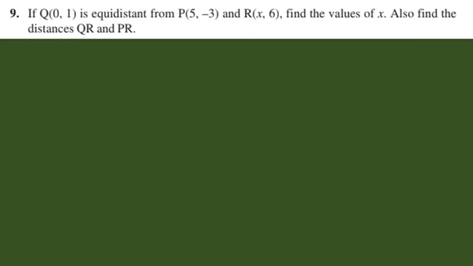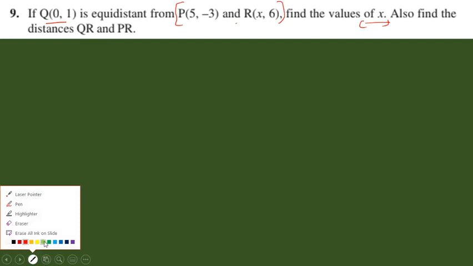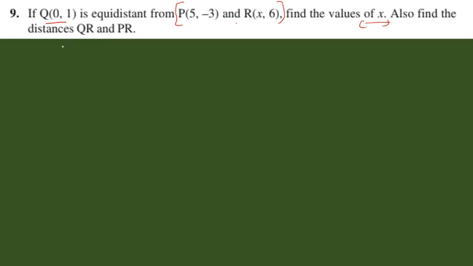Welcome back again. The question is: if this point Q is equidistant to P and R, this is equidistance again, like Q here and P and R on the other side, you have to find the value of x. And after finding that, you have to find QR and PR. So first of all, we'll draw the diagram properly.